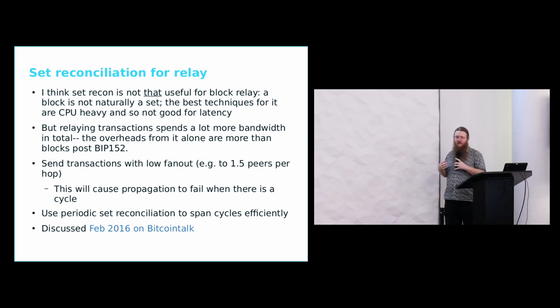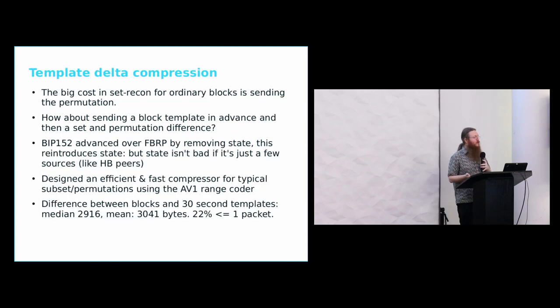So what if you sent a block template in advance to someone? There isn't the block yet, but I can guess at what the block will be, and I send the template over to you. And then later when a block shows up, I send you not a permutation, but a permutation difference. And if I have an efficient way of encoding the difference between the block I was expecting and the order in the block that actually showed up, then maybe this doesn't take much data.